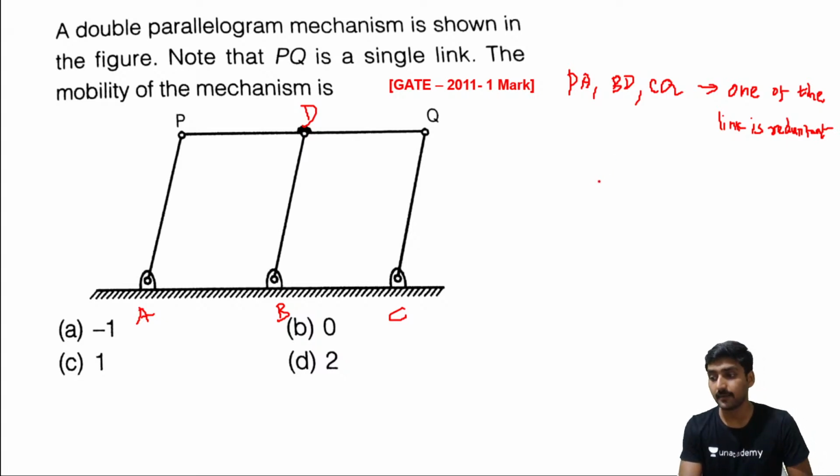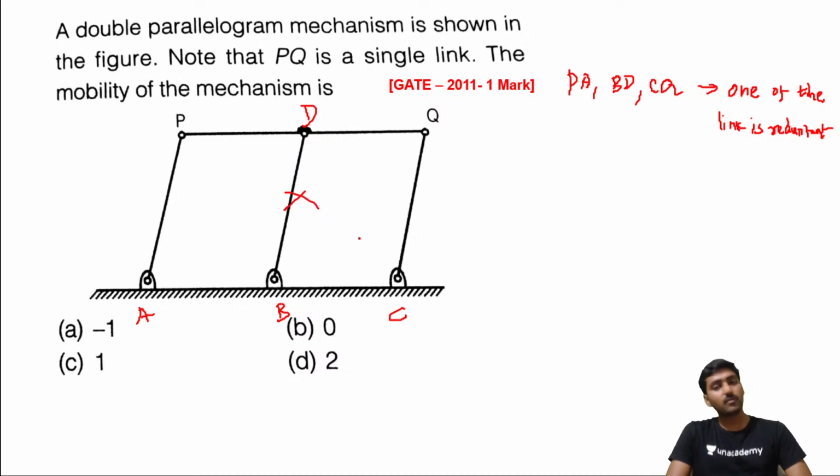What is meant by redundant? Redundant means it should not be counted while calculating the degrees of freedom. Now the number of links. I will mention the number of links in the figure. It's very easy. Now it's grounded, so link 1 is the grounded one. Any one of the links is redundant, so remove any one of them. I am removing the center link, that is BD. The remaining links are 1, 2, 3, 4. Number of links is 4.